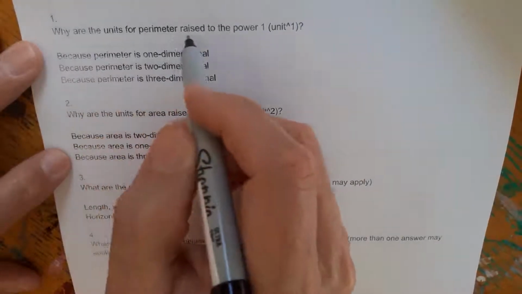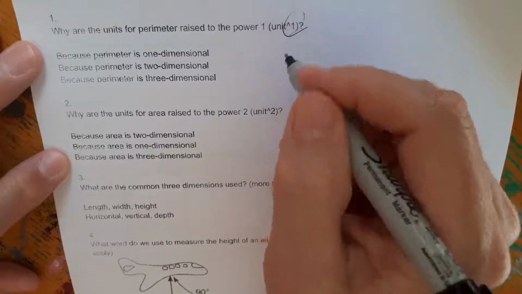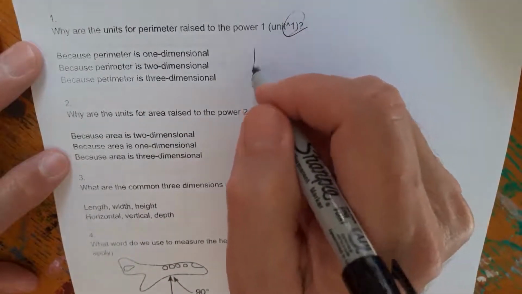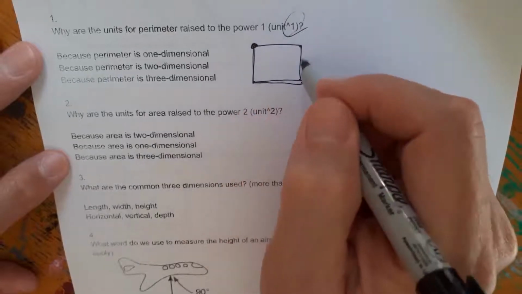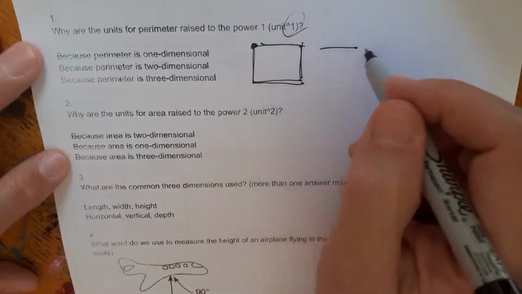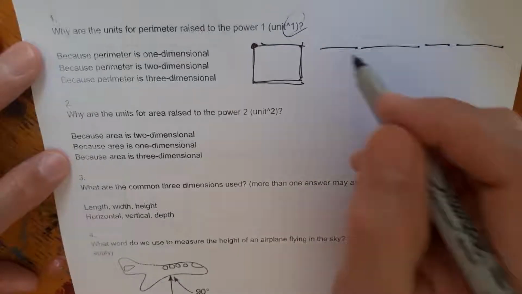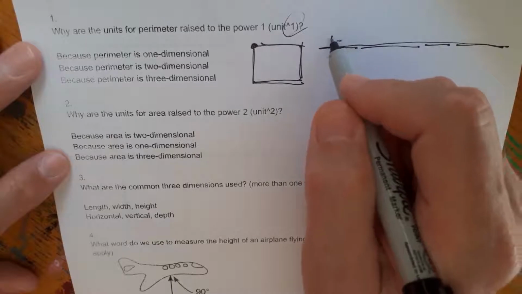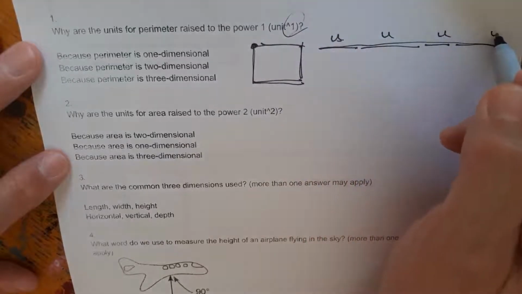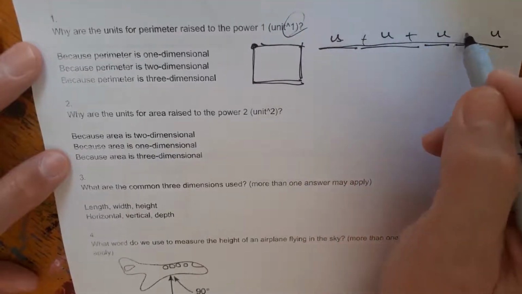Why are the units of perimeter raised to the power 1? So perimeter is a distance. If you took the distance around a shape and you unfolded it, this would be 1, 2, 3, 4 like this, right? This is a distance. A distance is just taking a unit, and a unit, and a unit, and adding them all, just adding those distances.